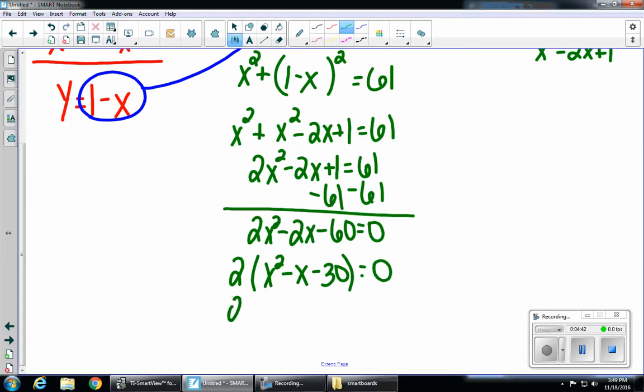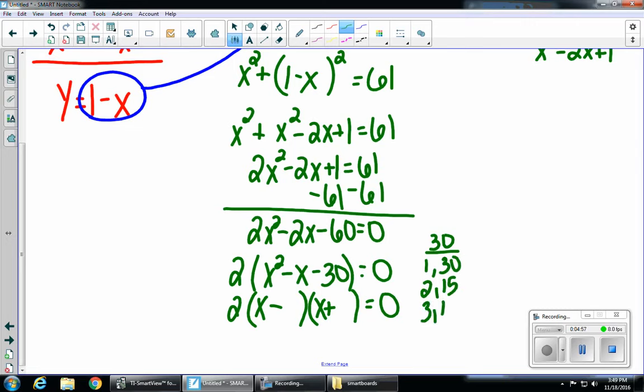I can continue factoring from here: 2 parentheses, x, x, a negative, and a positive. My factors of 30 I'm going to list out on the side to make it a little bit easier, and I'm looking for a pair that will give me -1. My pair is going to be 6 and 5. So now I'm going to tee off. We don't care about that 2 on the outside because 2 can never equal 0. So I get x equals 6 and I get x equals -5. So I have 2 answers for x, which means this system has 2 points of intersection.